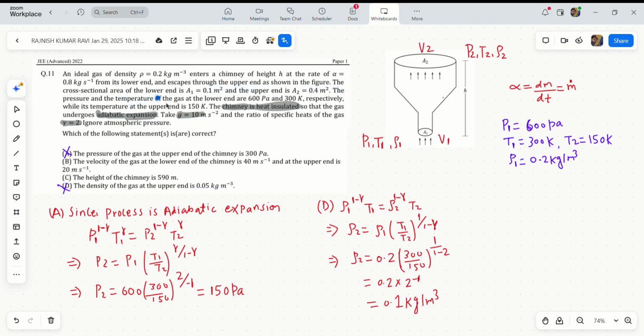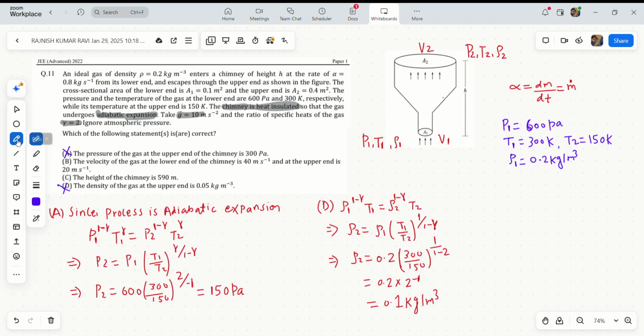The cross-sectional area of the lower end is A1 equals 0.1 meter square and the upper end is A2 equals 0.4 meter square. The pressure and temperature of the gas at the lower end are 600 Pascal and 300 Kelvin respectively, while its temperature at the upper end is 150 Kelvin. The chimney is heat insulated so that the gas undergoes adiabatic expansion. Take g equal to 10 and the ratio of specific heats gamma equals 2. Ignore atmospheric pressure.